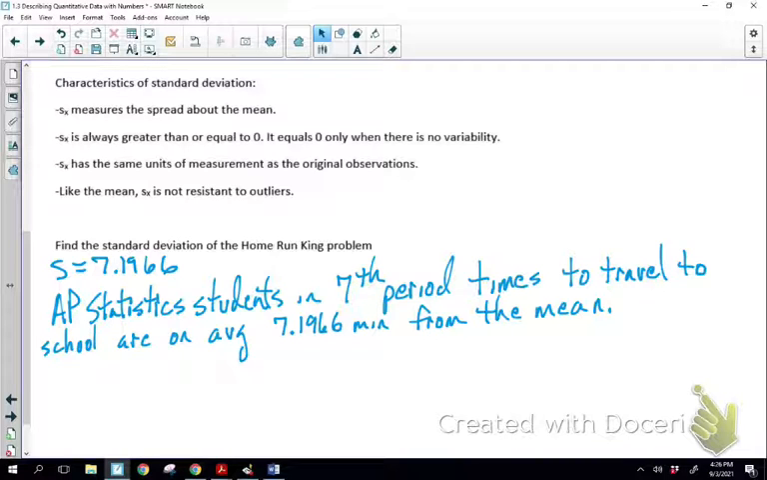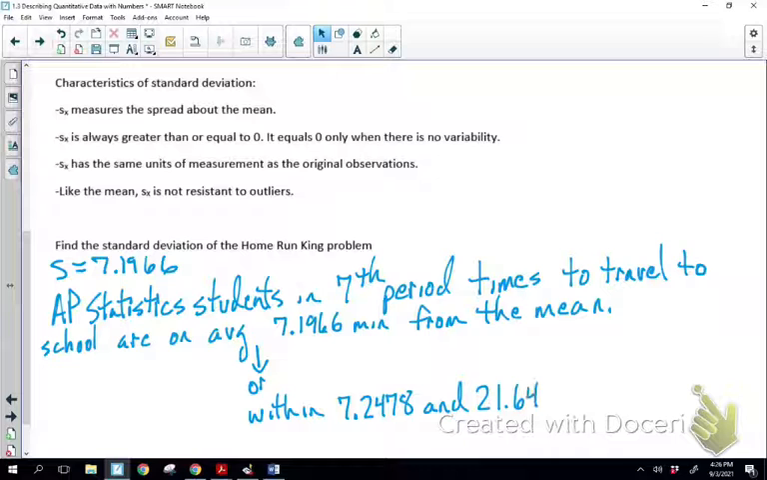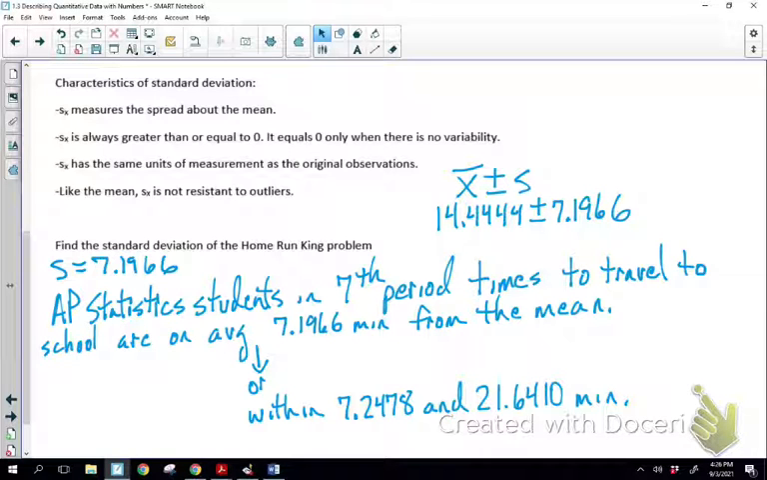A whole other way you could do it, if you don't like that: instead of "are on average," you could say, on average within, let me pull up my calculator, 7.2478 and 21.641 minutes. Where did those numbers come from? I did X bar plus or minus S, so that was 14.4 repeating plus or minus 7.1966. That's where that interval came from.